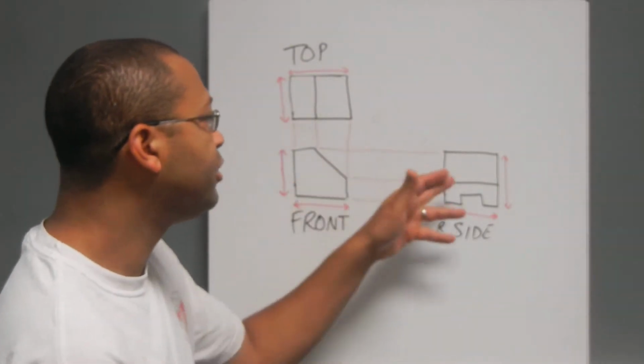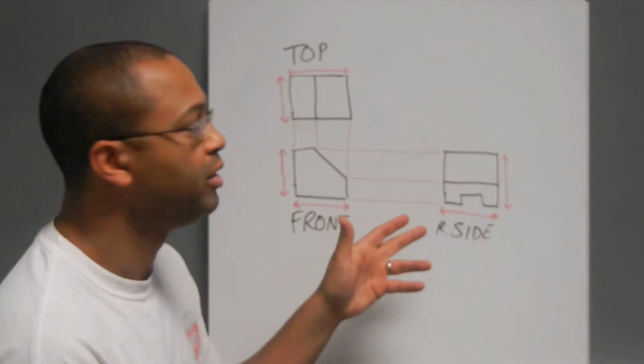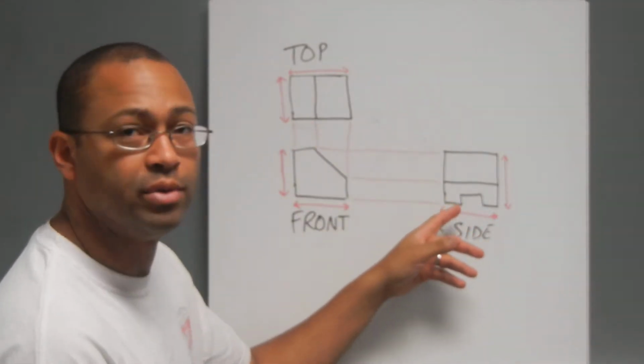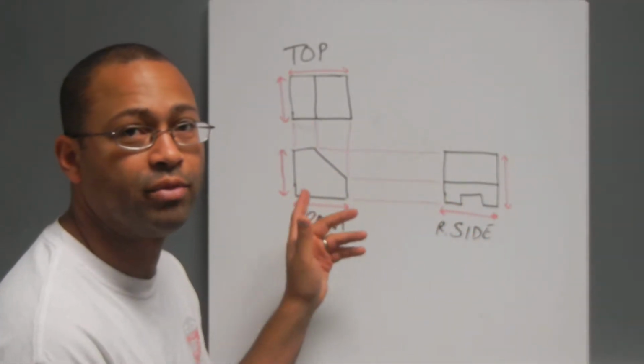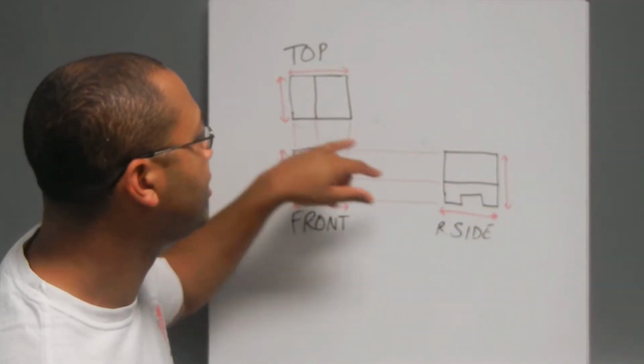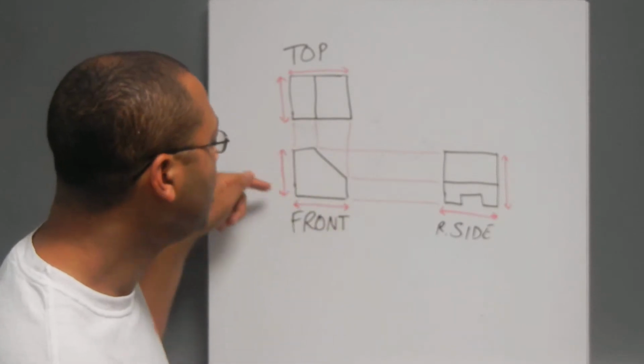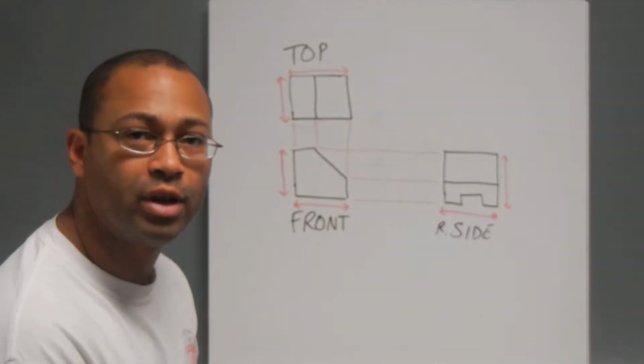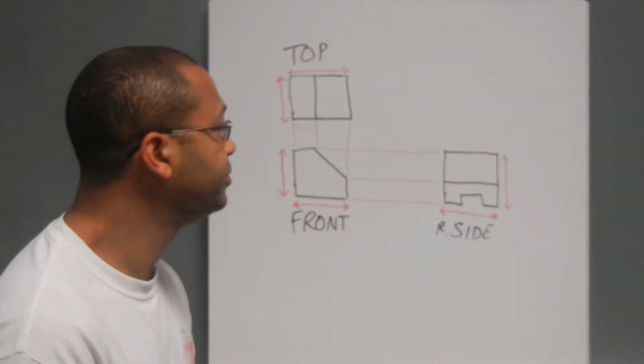The height on the right side view is the same as the height on the front view. The depth on the right side view should be the same as the depth on the top view. The width on the top and the front, they should also be the same.